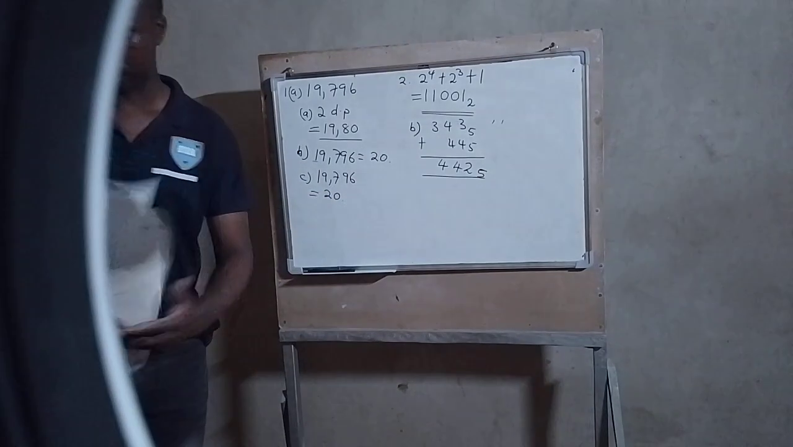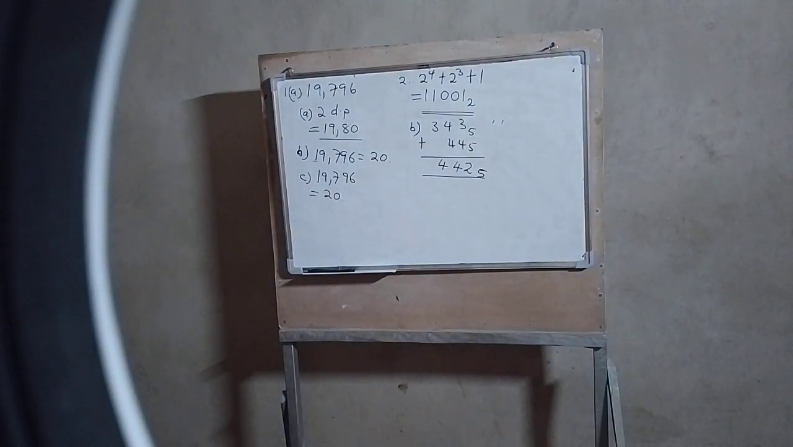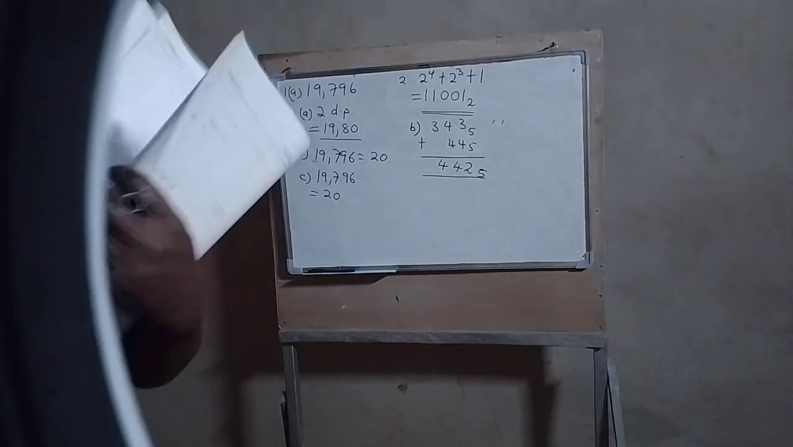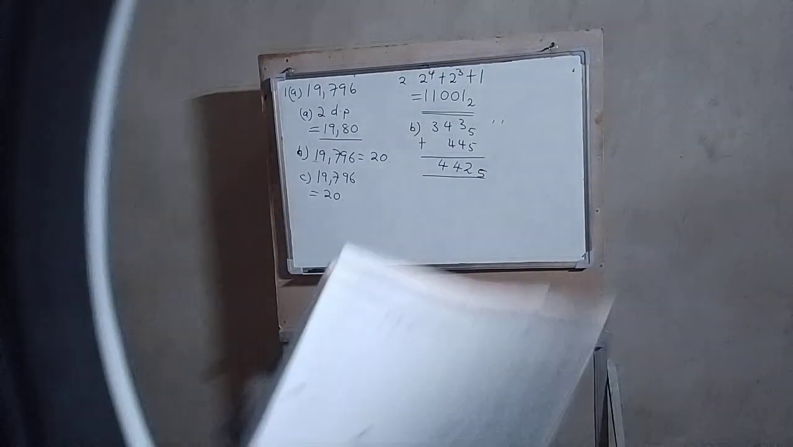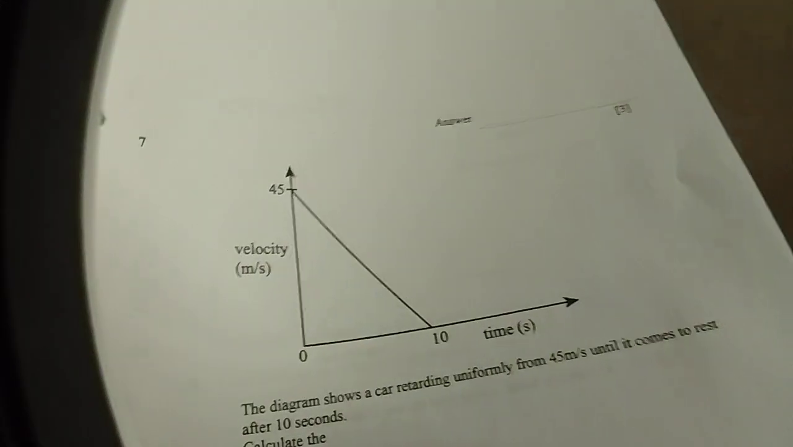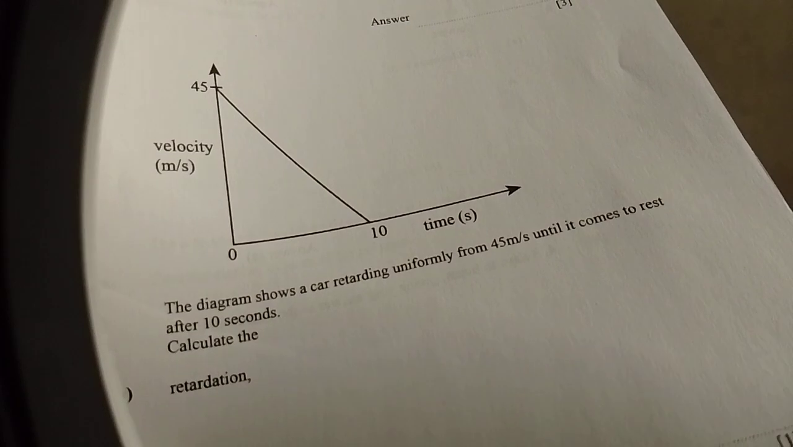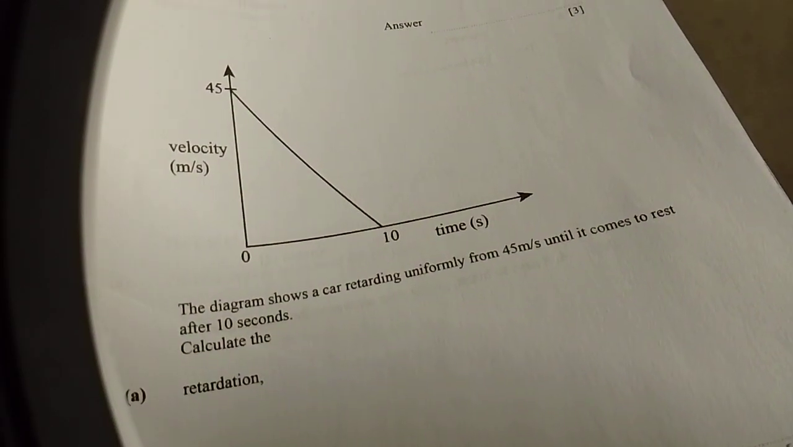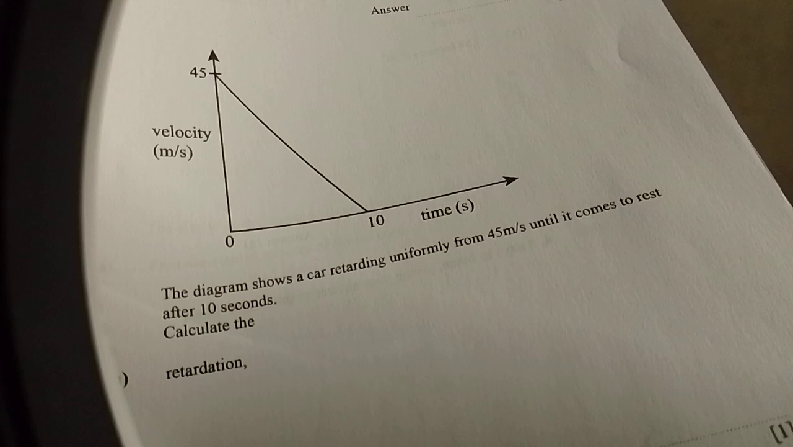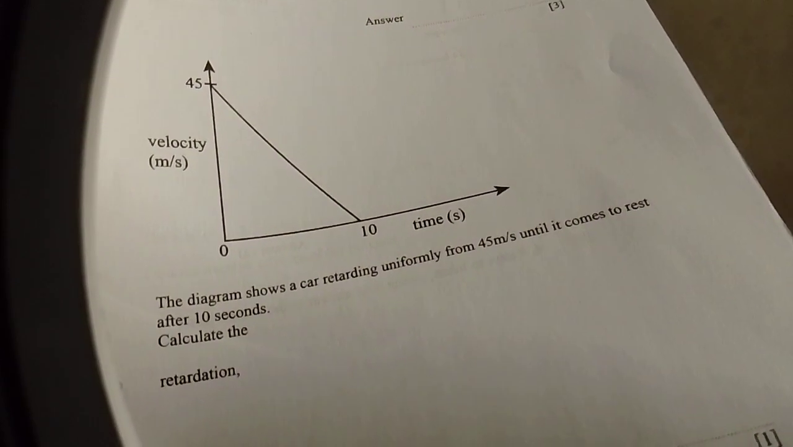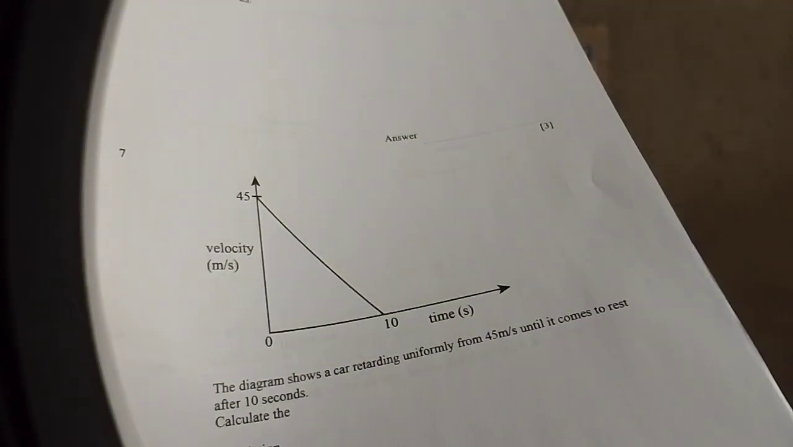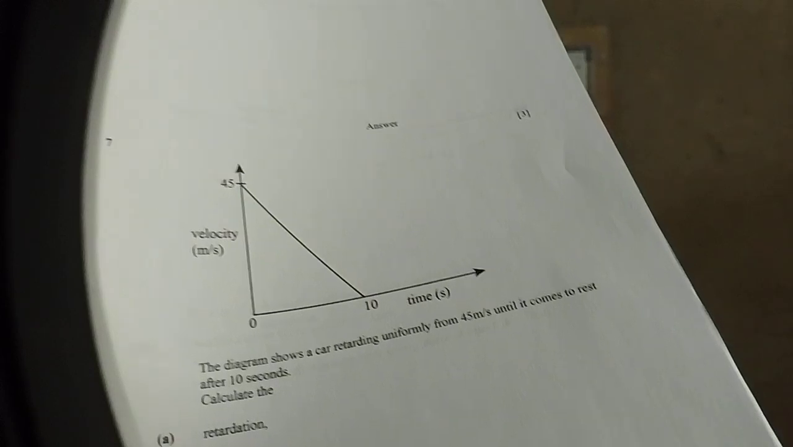Let's also look at a question on a traffic graph. Let's look at number 7. We have a velocity time graph there. The diagram shows a car retarding uniformly from 45 meters per second until it comes to rest after 10 seconds. Calculate the retardation. Now, retardation is the same as deceleration. Let's calculate the retardation during the 10 seconds.